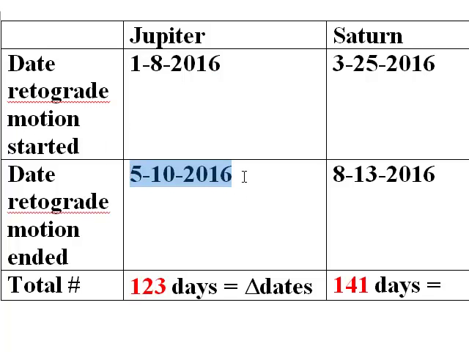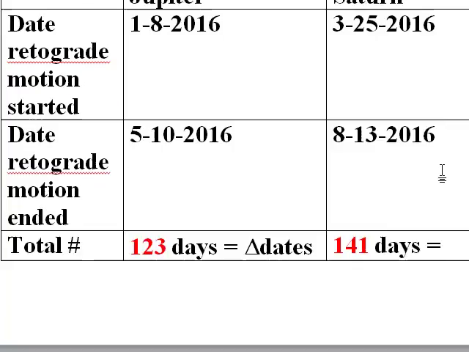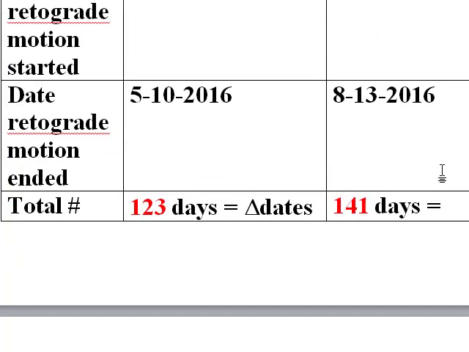And then here May 10th of the same year is when it stopped, and so that's the number of days I determined, 123 days. Notice that for Saturn, these are the given dates, it takes a little longer. That's typical. The further out the planet is, the longer retrograde motion takes. That's because the planets further out are slower. For Mars, in fact, which is closer, it actually takes only about 70 days.